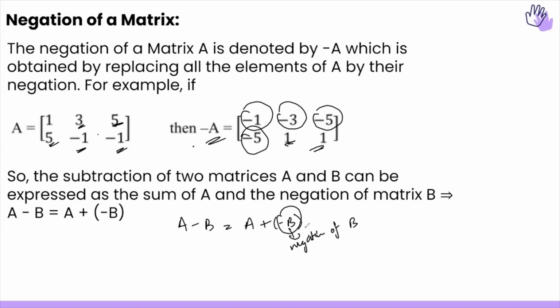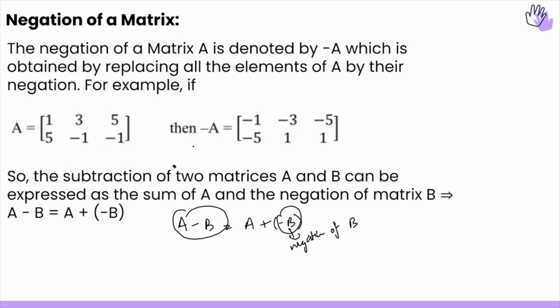And how do you find the negation of B? Just multiply minus 1 to all the elements. That's it. And then you'll add them to find A minus B value, right? I hope you people have understood. That is the reason we studied the concept of negation. Negation is just that you multiply minus 1 to all elements of that particular matrix.